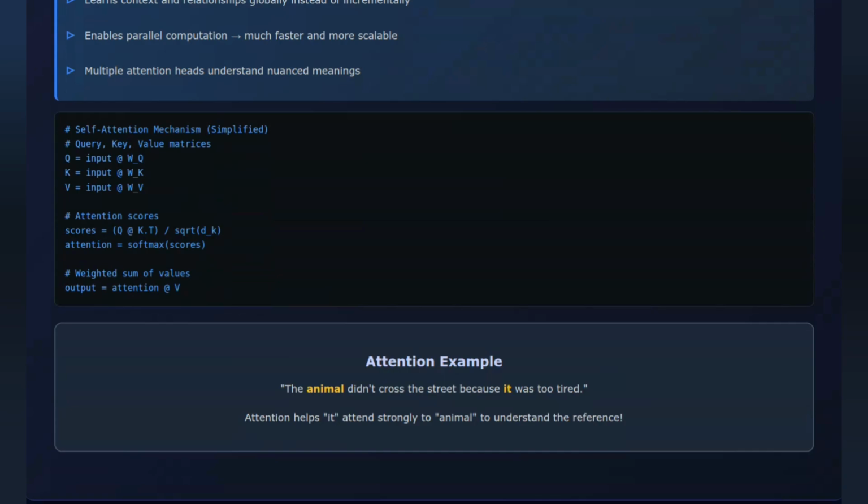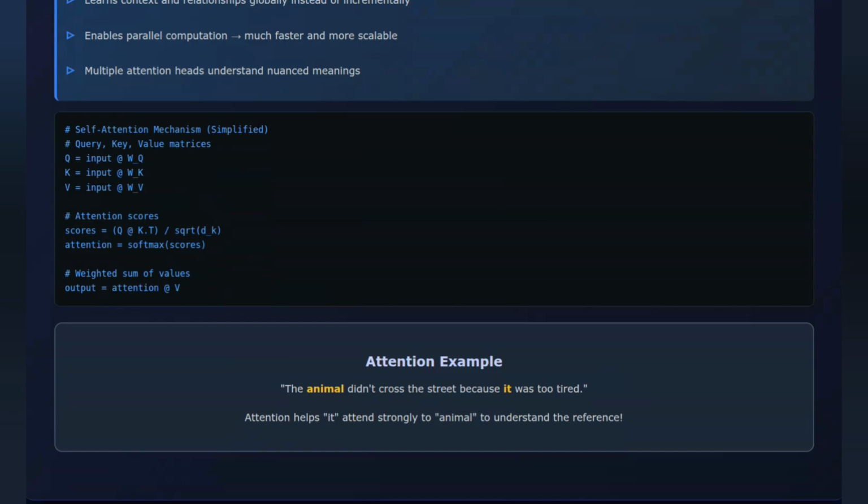The math behind attention is elegant. You create query, key, and value matrices, compute similarity scores, and then take a weighted sum. Don't worry if the math seems complex. The key insight is that every word interacts with every other word. And here's the kicker. Because all words are processed simultaneously, you can parallelize everything. This means training on GPUs becomes incredibly efficient. Multiple attention heads let the model capture different types of relationships, syntax, semantics, long-range dependencies all at once.